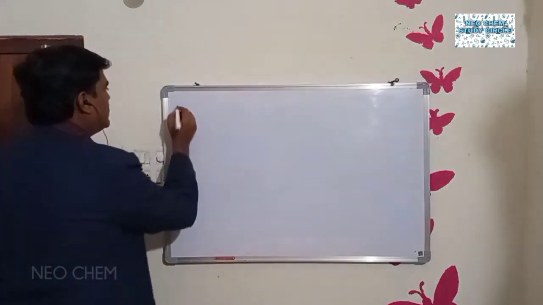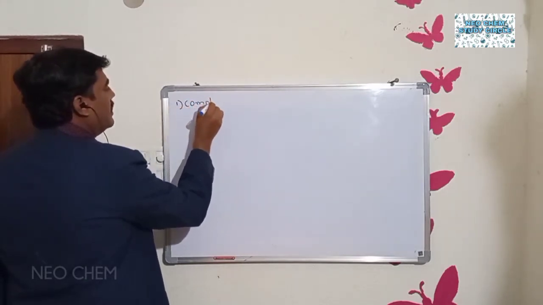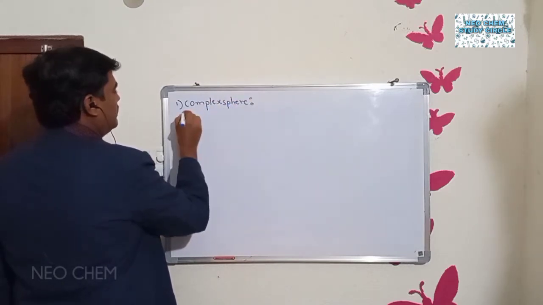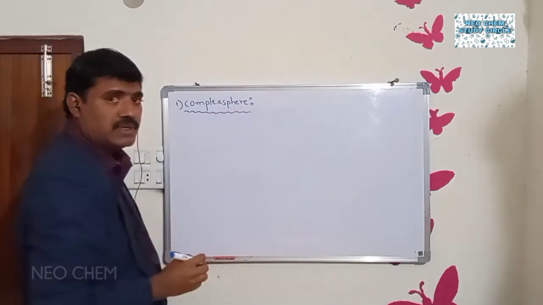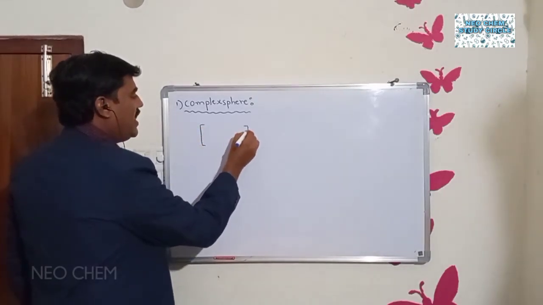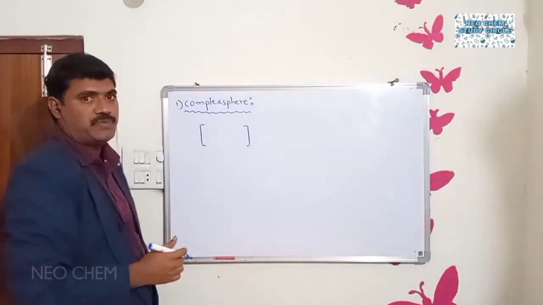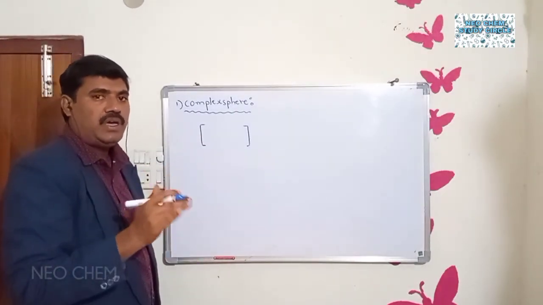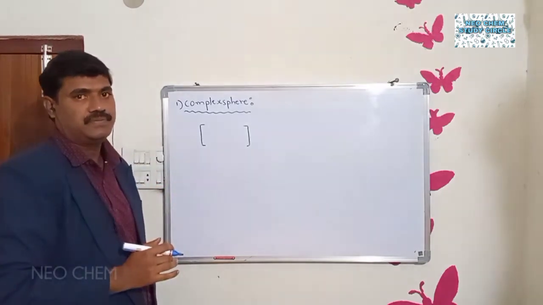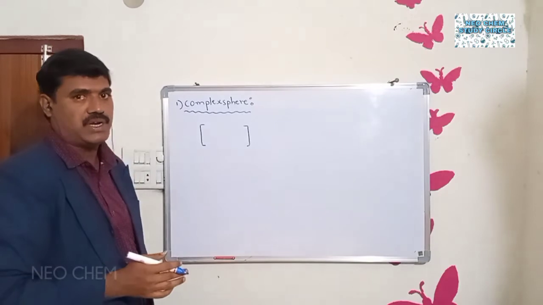First of all, we should know about the complex sphere. Complex sphere means the sphere which is bound in a square bracket is called the complex sphere. This is the complex sphere. In a complex sphere, the central metal atom and ligands are present.